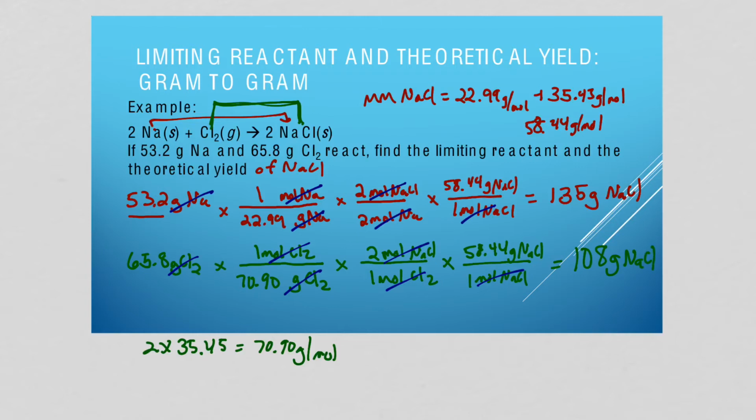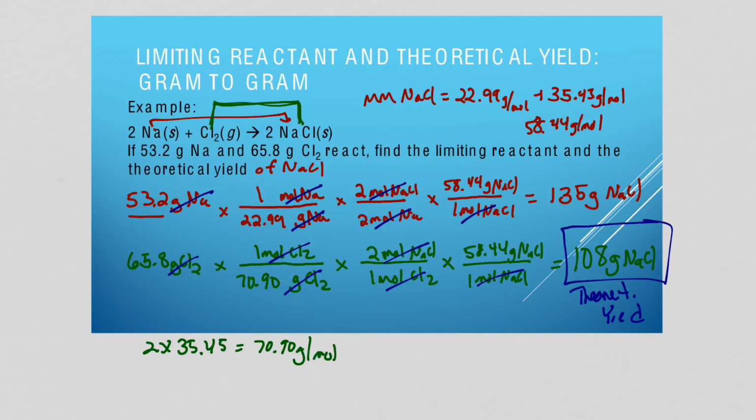So now I simply look at these and say, okay, which one is smaller? Well, the 108 is smaller. That means if I start with 65.8 grams of chlorine gas, it's going to run out after I make 108 grams of sodium chloride. So that's going to cause the reaction to stop. Even though I can make more sodium chloride from the sodium, I don't have enough Cl2 to do that. The Cl2 is going to limit my reaction, so I can only have a theoretical yield of 108 grams of sodium chloride.